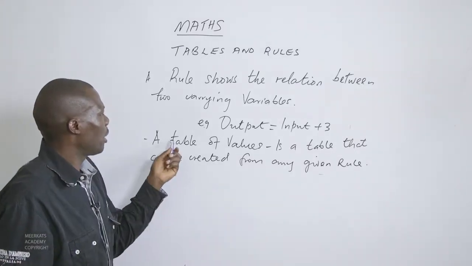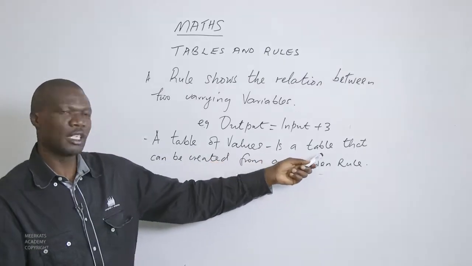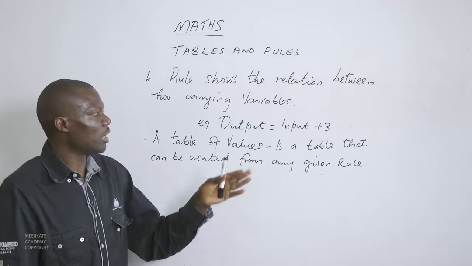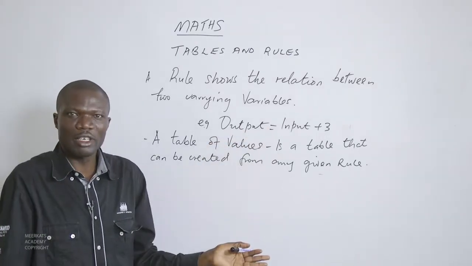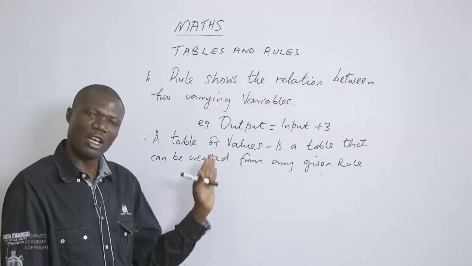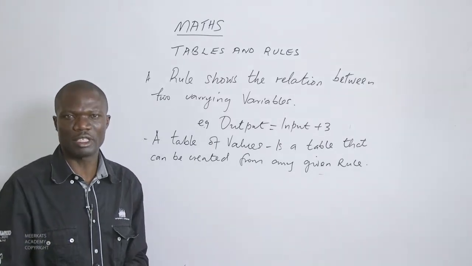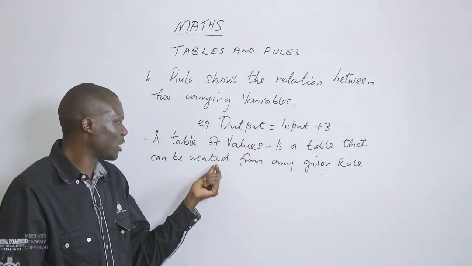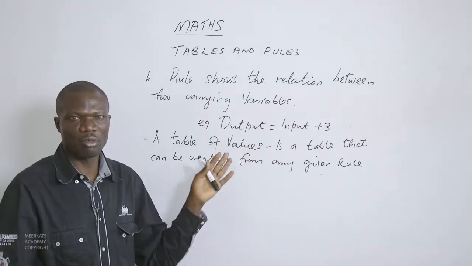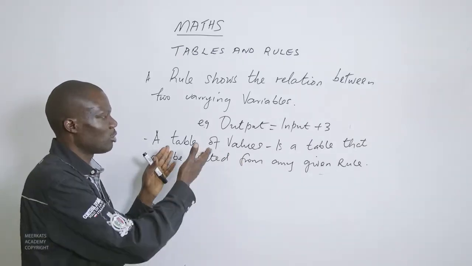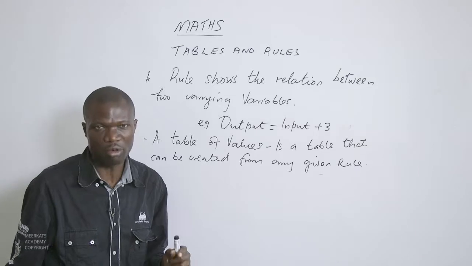So a table of values is a table that can be created from any given rule. Like the rule we have here, it can give us a table where we have the output and we have the input. So any table that can be created as a result from a rule that we have been given, that table is what we call a table of values.